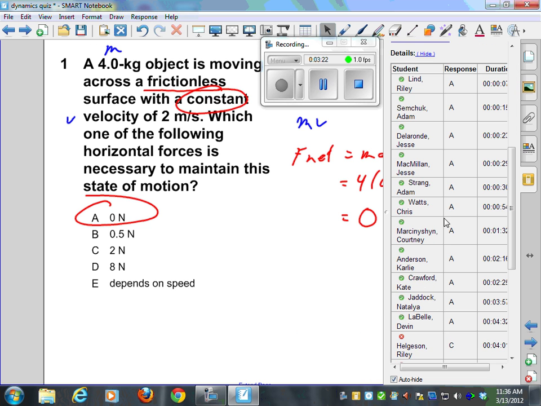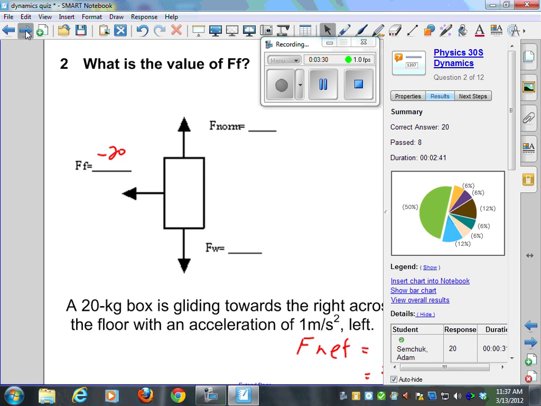Yeah. I put 8. You put C. You put C. I put 2. It's on the order. Mm-hmm.